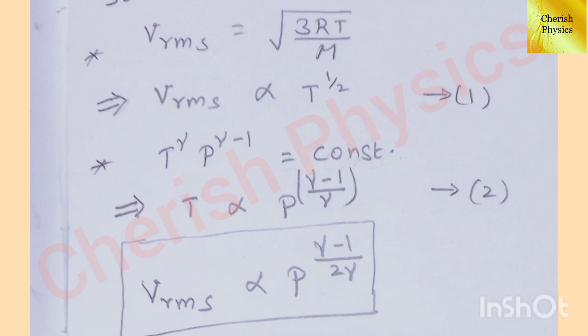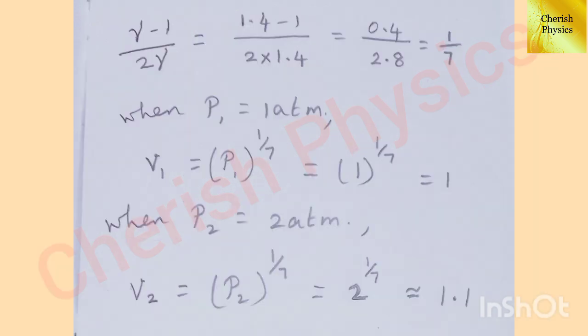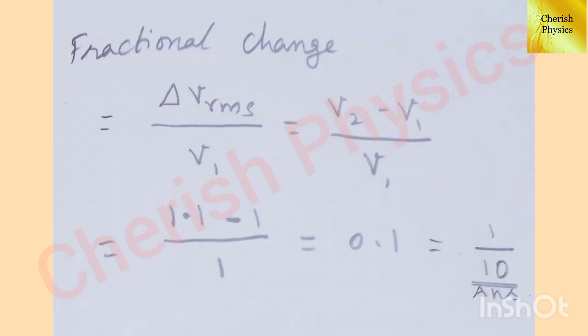Let's find the power term gamma minus 1 divided by 2 gamma, which is equal to 1.4 minus 1 divided by 2 into 1.4, which is equal to 0.4 divided by 2.8, which is equal to 1 divided by 7. When the pressure is at 1 atmosphere, V1 equal to P1 to the whole power 1 by 7, which is equal to 1 to the whole power 1 by 7, which is equal to 1. When pressure P2 equal to 2 atmosphere, V2 equal to 2 to the power 1 by 7, which is approximately equal to 1.1.